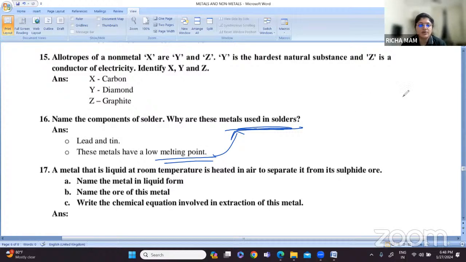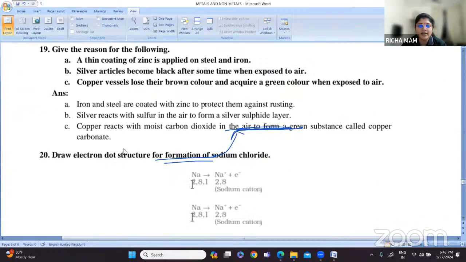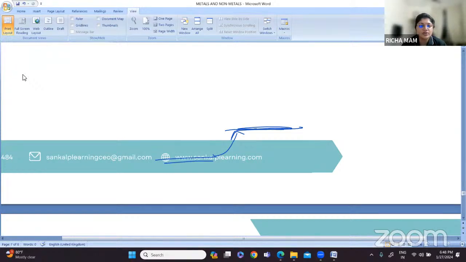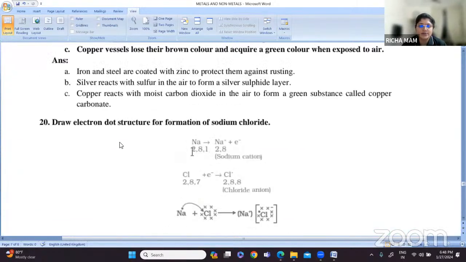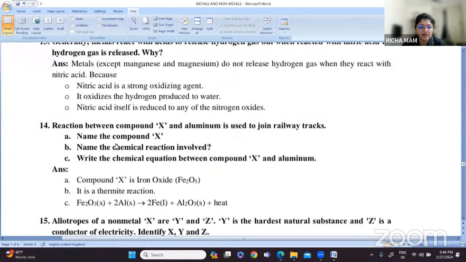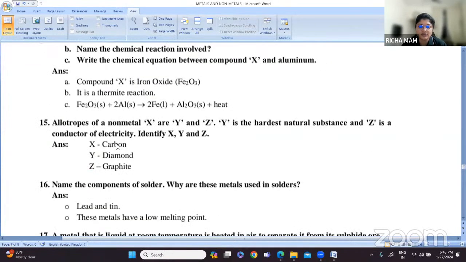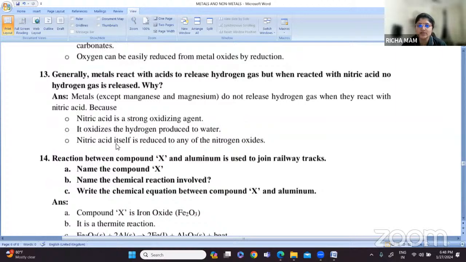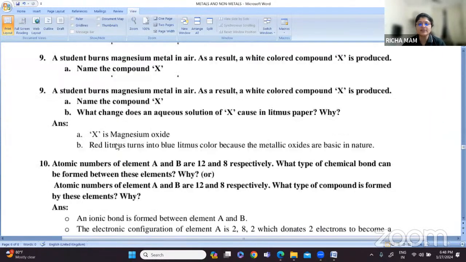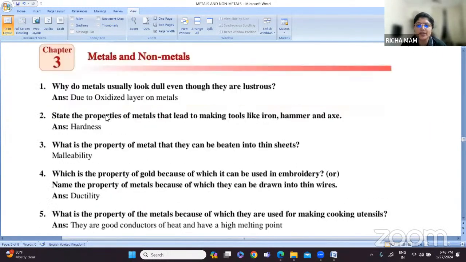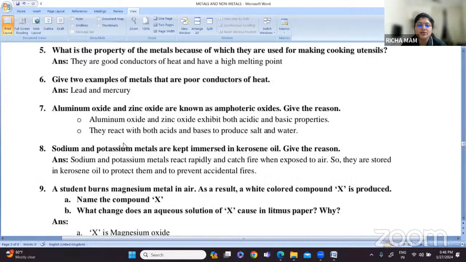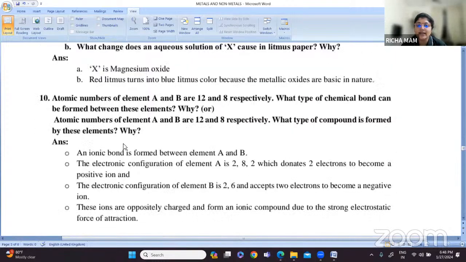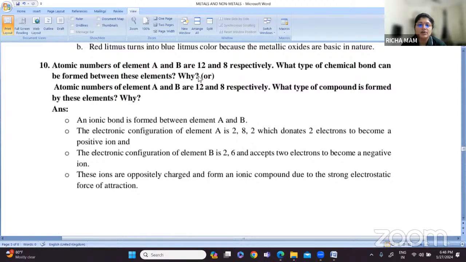Fine. So we have seen till the 16th question. The 17th, 18th, 19th, 20th, and 21st we will see in the next class. Is it clear? Any doubt till the 16th question? These are very simple, small questions based on the properties and the reactions, the chemical reactivity. Any more doubts, students?